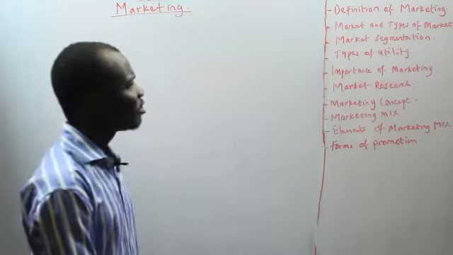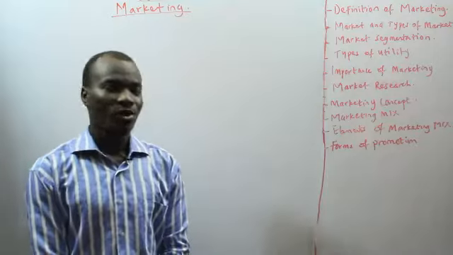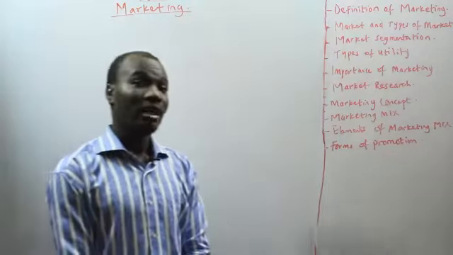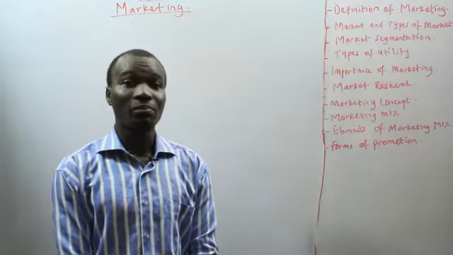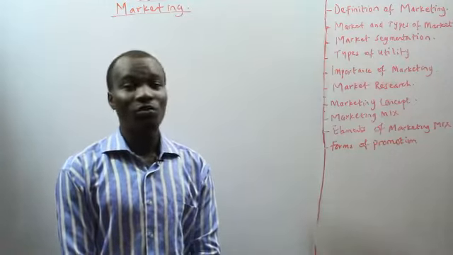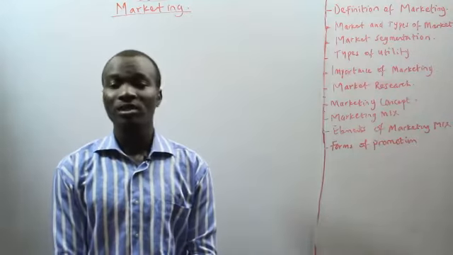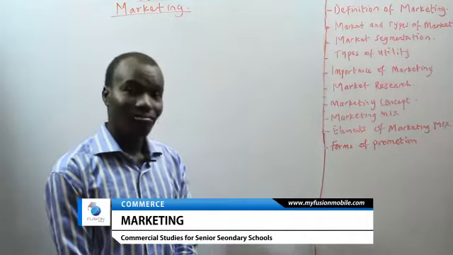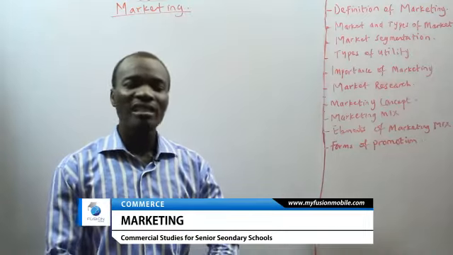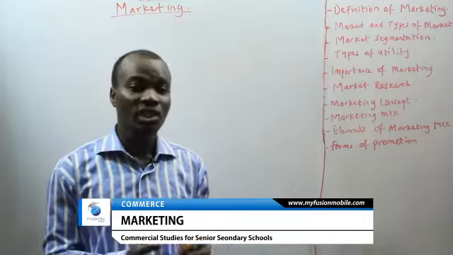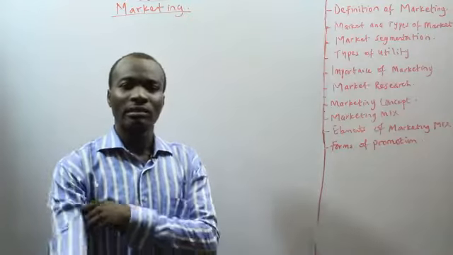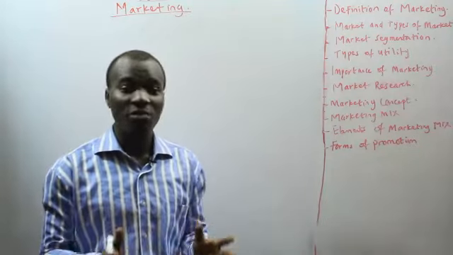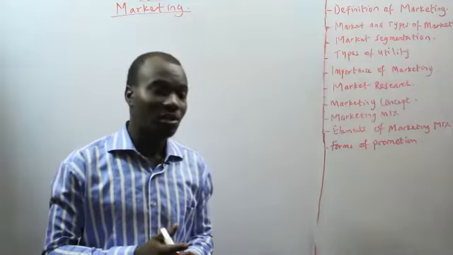Now the next thing is to look at the word market and types of market, because it's a very good concept in marketing. Generally, a market is a place or any means of communication where the exchange of goods and services is effected between the buyer and the seller. In other words, it is any place or means of communication whereby there is an exchange of value between the seller and the buyer.